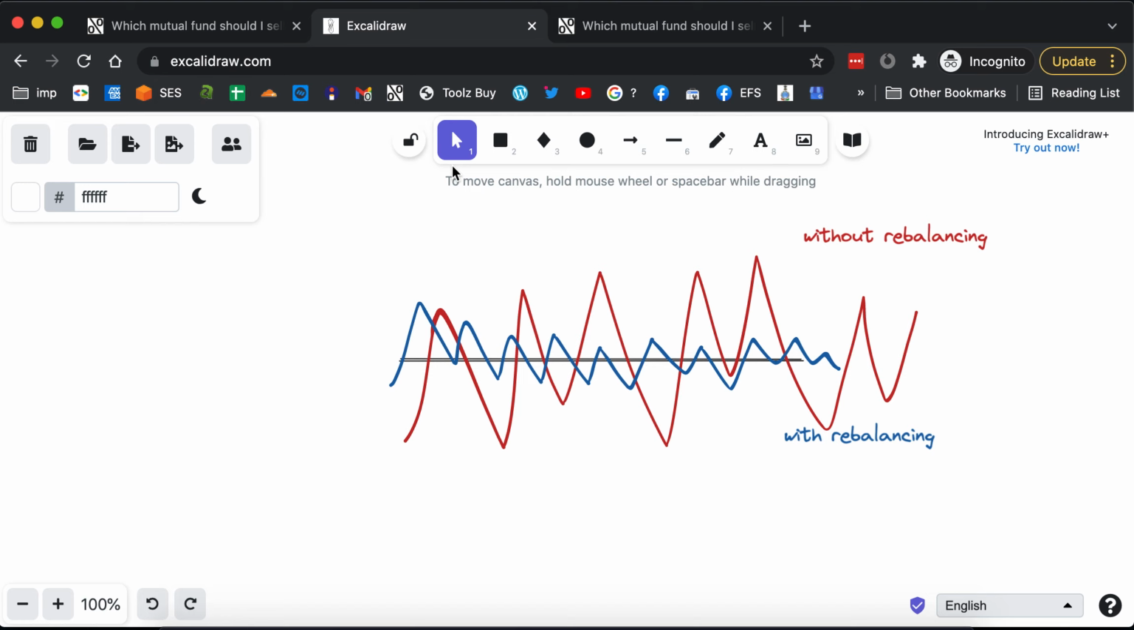If you do regular rebalancing, for example, you start with an asset allocation of 60% equity and 40% fixed income. After 1 year, that becomes 70% equity and 30% fixed income. You sell 10% equity and buy 10% of fixed income. Then you reset it back to 60-40. If you do that, then the fluctuations in the return will reduce over time.